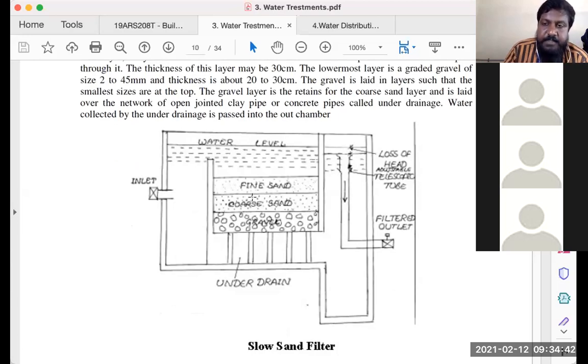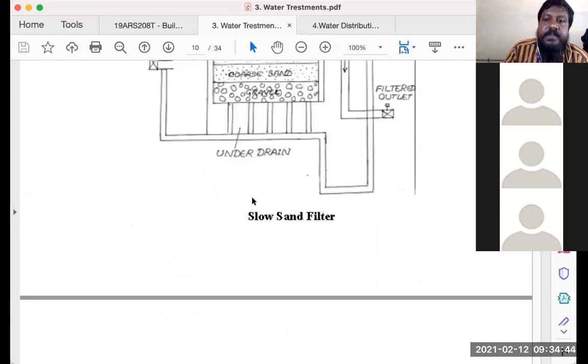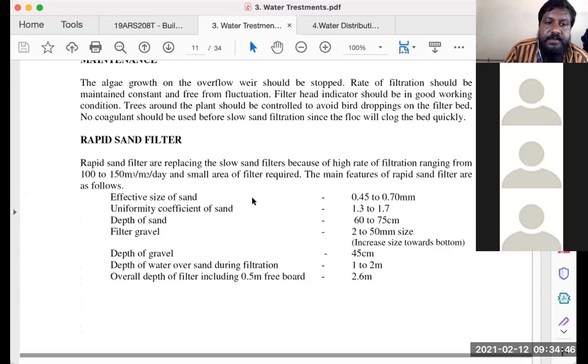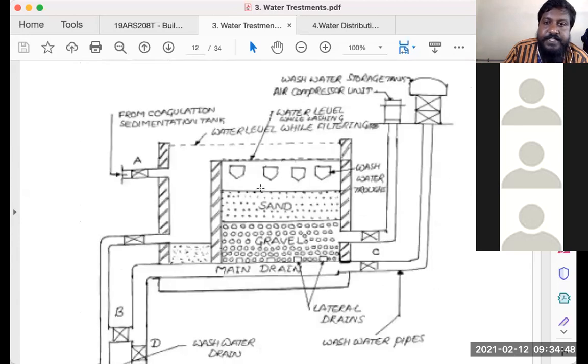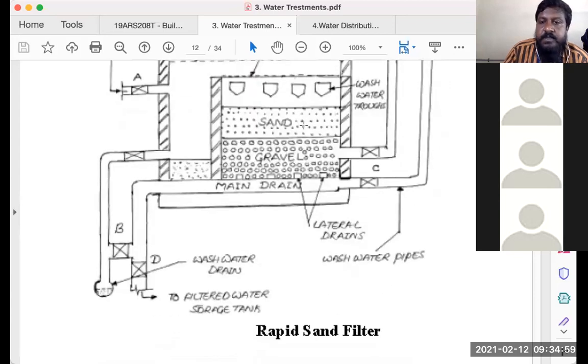Whereas a rapid sand filter is pretty much the same, the only thing is that it would be given additional pressure to work on it. So here the courses would be much thicker, and the process would be faster. But what is the difference? What are the pros and cons of rapid sand and slow sand filters?